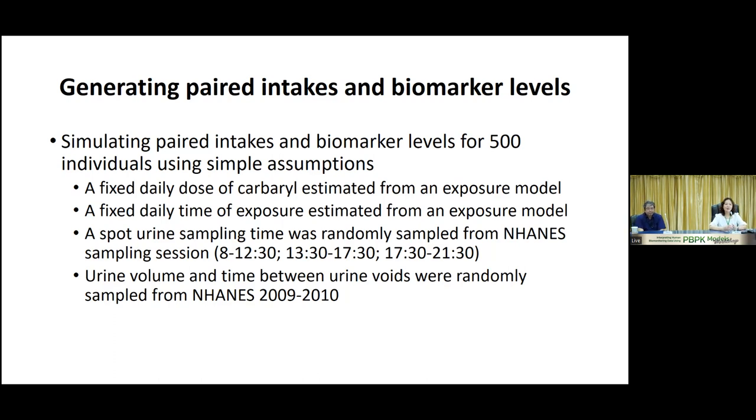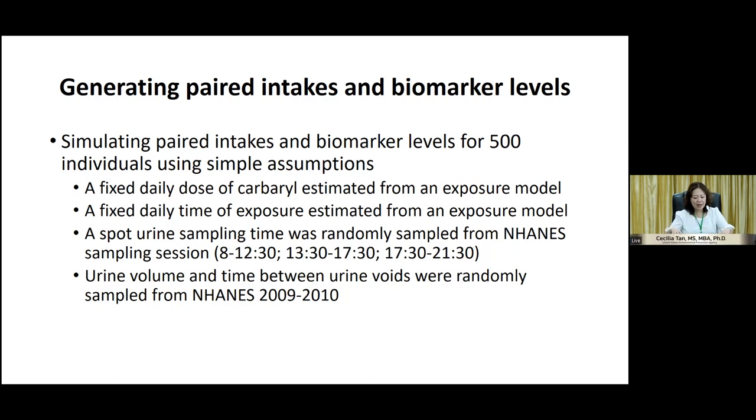Okay, and this is a very simple simulation study. Remember, we have an exposure model. So using the model, we predict for 500 people, for each person, what is their daily dose. In this case, again, we make it simple. We assume this person eats the same thing every day, the same dose every day. And then we also use the model to simulate when they eat every day. And the urine sample time, we got it from the CDC study. So we got this information from CDC.